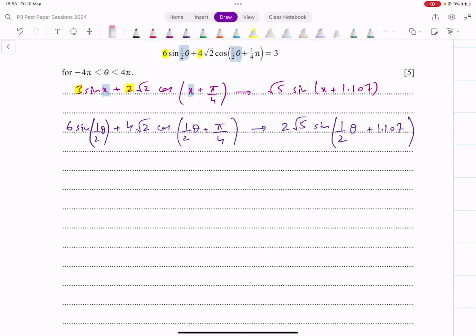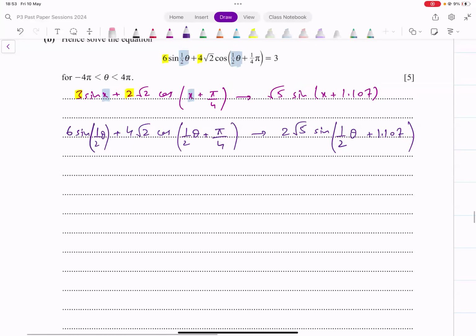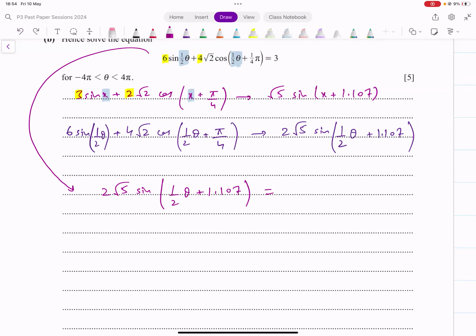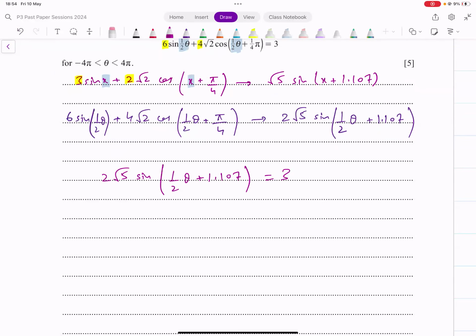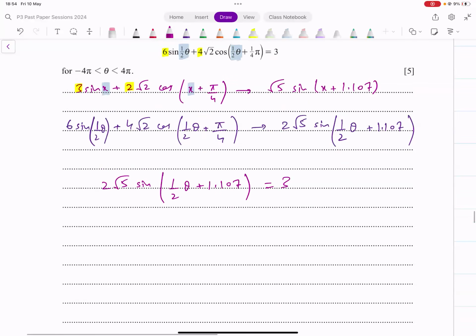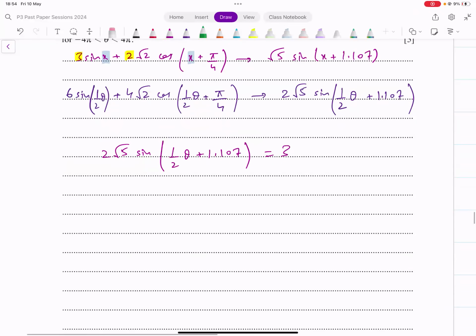The rest of it is not that difficult once we figure this out, because this equation can now be written as 2 root 5 into sine of half theta plus 1.107 equals 3 on the other side. That is what this equation becomes. This is what you have to solve now. How do you solve this equation? You can use a substitution, which makes things easier. Let A equal half theta plus 1.107.